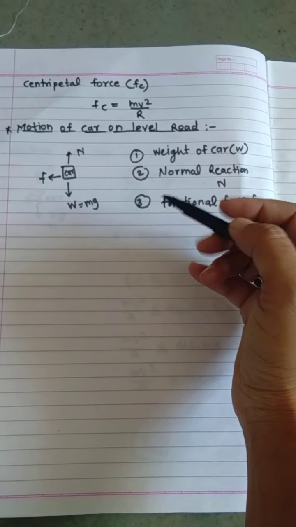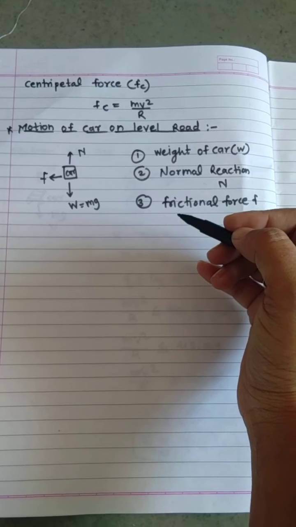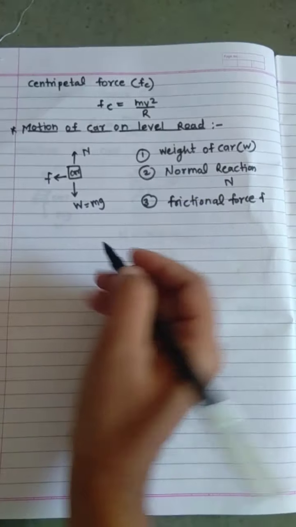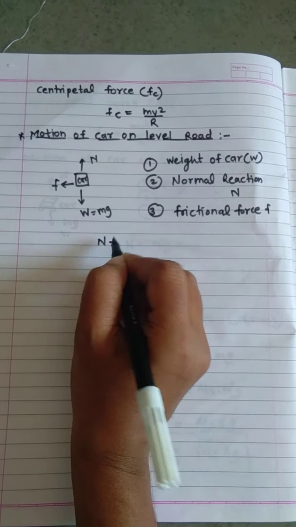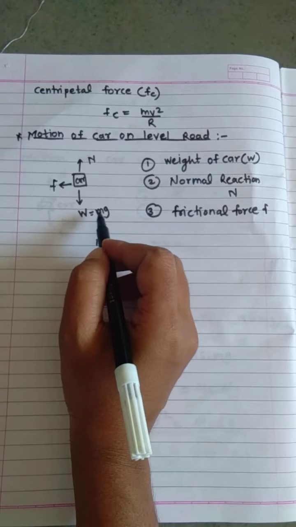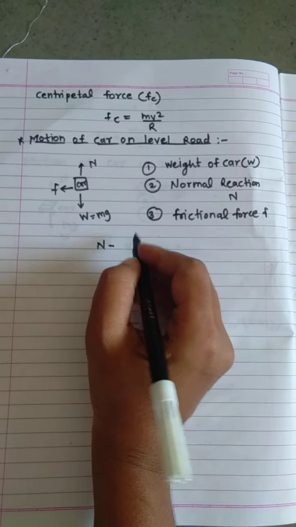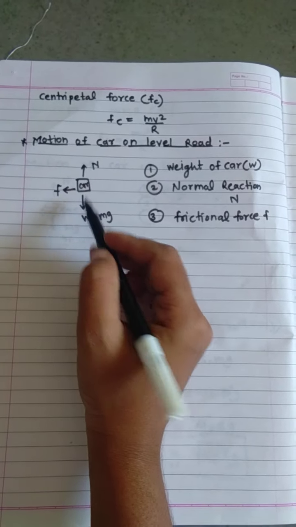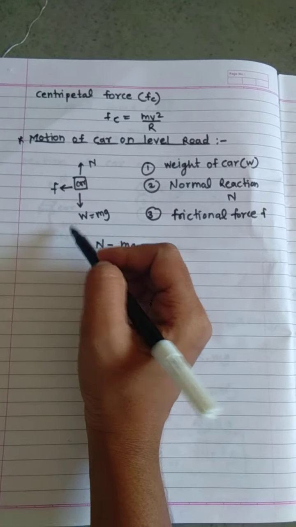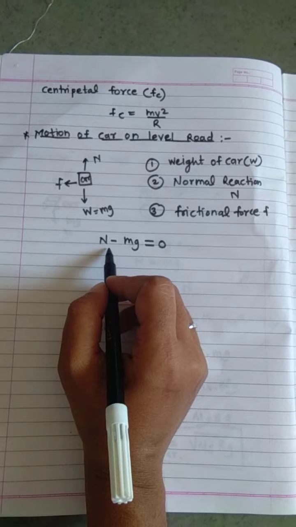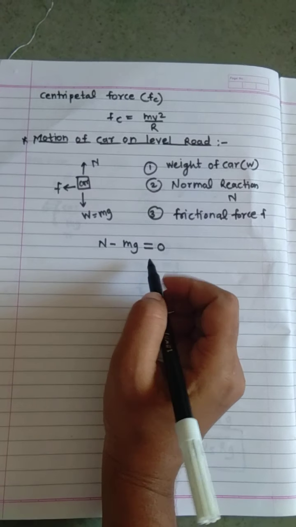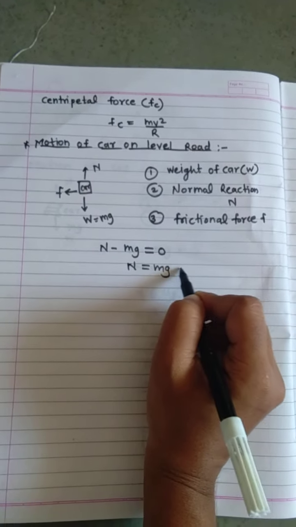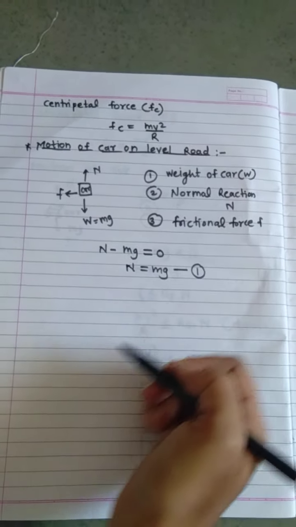But if you look at the acceleration, as there is no acceleration in the vertical direction, we can write the equation N minus W, and we have taken W as mg, so N minus mg is equal to 0. You can observe this figure, N and mg are both in opposite directions. We can write N minus mg is equal to 0, or N is equal to mg also. Suppose it is equation number 1.